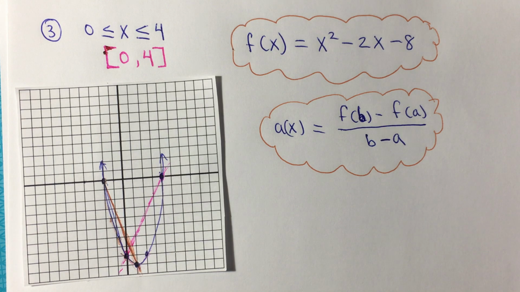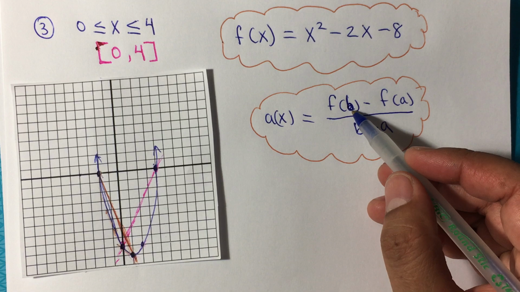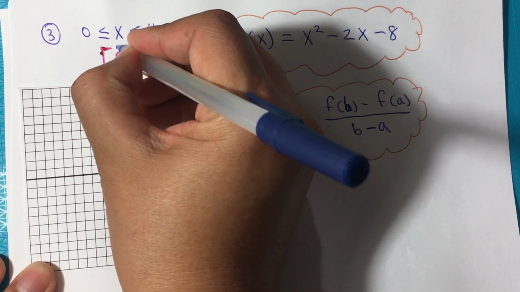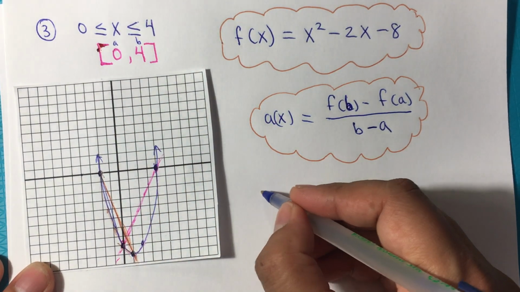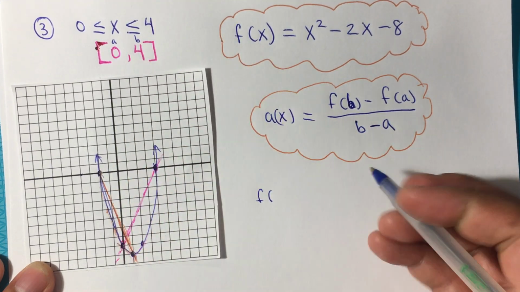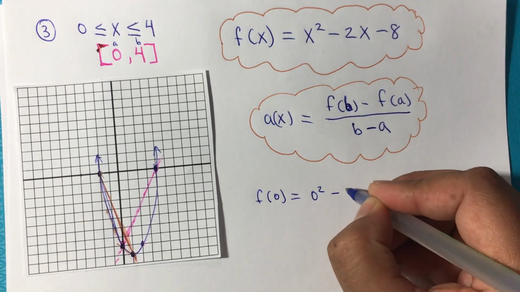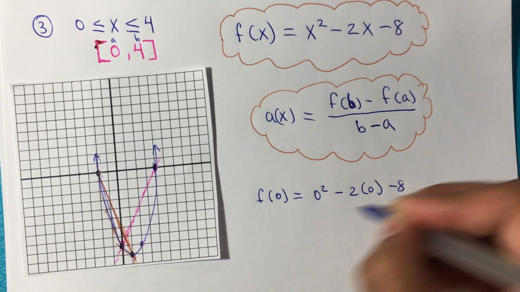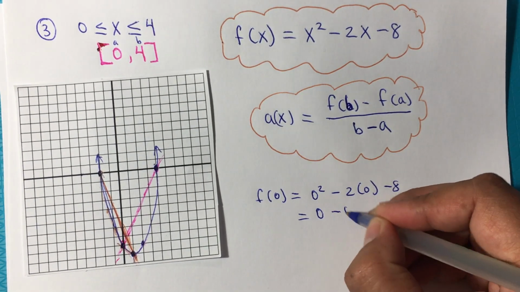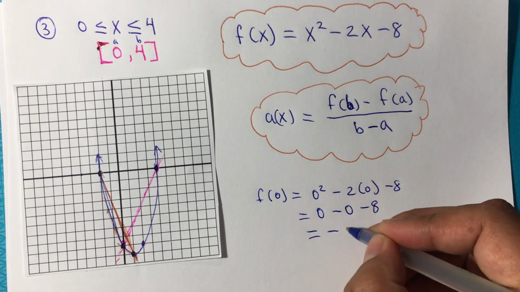Okay, so average rate of change, that's the formula. Again, the first thing we want to find is f of a and f of b. This is a and this is b. And so we find, by replacing x, we replace it with 0. 0 squared minus 2 times 0 minus 8. 0 squared is 0. Negative 2 times 0 is 0 minus 8. And 0 minus 0 is 0 minus 8 is -8.